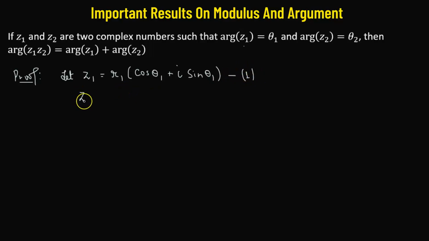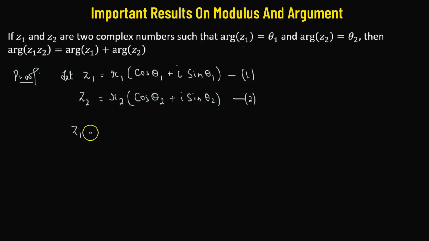And we'll also consider the second complex number z2. So this will also be represented in polar form as r2 times cosine of the argument of z2, which is theta 2, plus i times sine theta 2. We are going to label this as equation number 2.